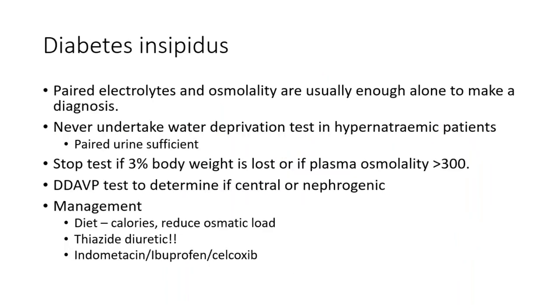So in diabetes insipidus, when we're managing these patients, it's really important to try and get paired electrolytes as well, and look at their osmolalities. And that usually is enough to make the diagnosis if they're unable to concentrate their urine. It's important to remember that, yes, we do water deprivation tests to diagnose these patients, but we shouldn't do them in patients who are already hypernatremic. Paired urines would be sufficient in patients who are hypernatremic.